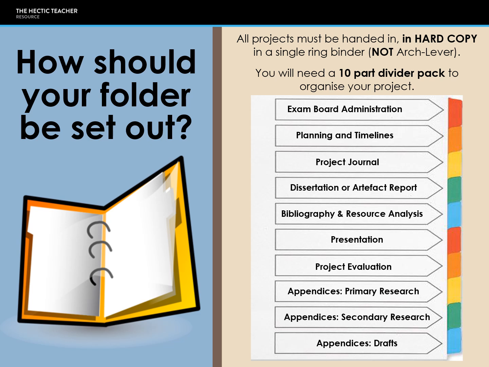Then your project evaluation, what you completed towards the end of your project. And then you've got appendices, and I've put 3 sections for appendices. So if you've done any primary research, that can go in there. So that could be a copy of your questionnaire, a couple of copies of the completed questionnaire, your data analysis from said questionnaire. In the next one, I've put secondary research.